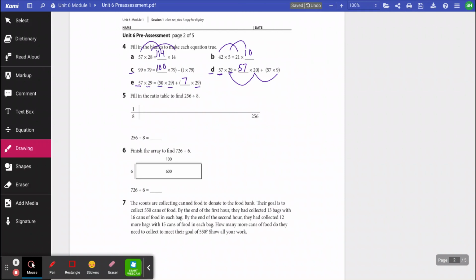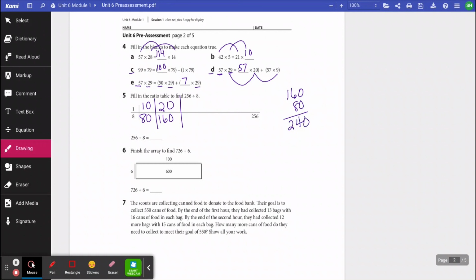And then on this ratio table, they need to do small chunks to get all the way to 256. So smaller problems help us solve bigger problems. So we would say, let's do 10. 10 times 8 is 80. Now we're at 80. We need to get all the way to 256. Let's do a 20. So 20 times 8 is 160. So now we've got 160 and we have 80.